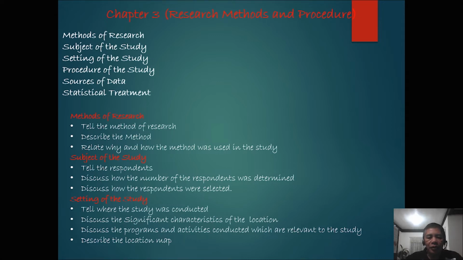Now, if you are conducting an experimental research, I think you need to describe the exact location of the venue. If it's a classroom, you need to discuss it properly, because we need to really show if there are threats to internal validity of the experimental research. That's the idea there.